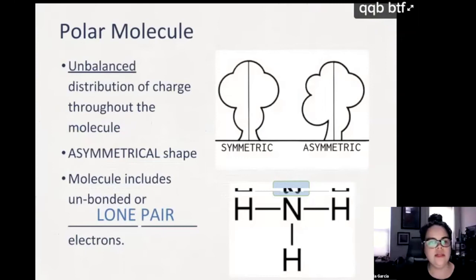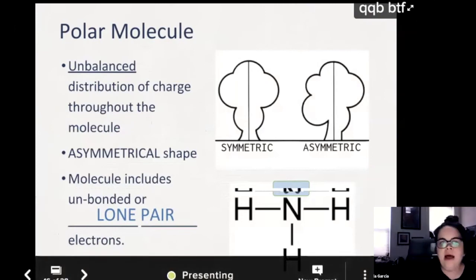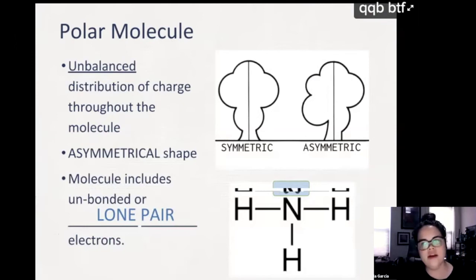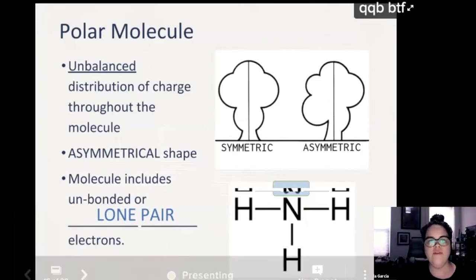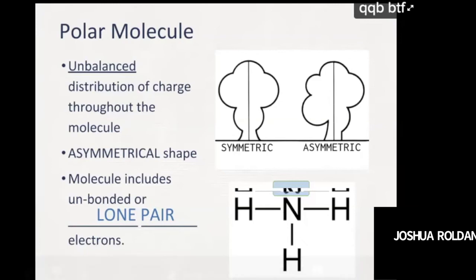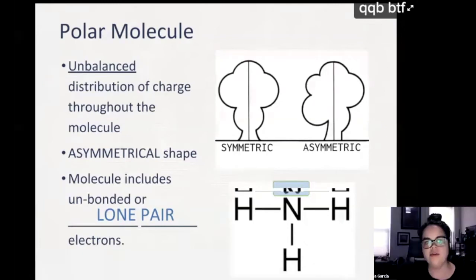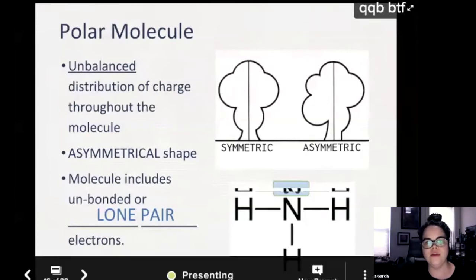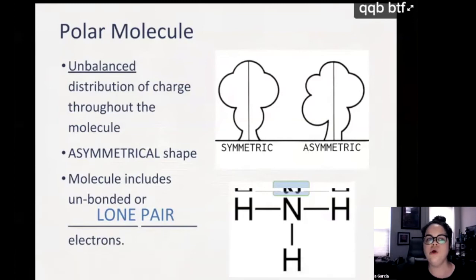Here you can see an example of a polar molecule down at the bottom, where you have an unbalanced distribution of charge throughout the whole thing. You are going to know this very quickly just by looking at the shape. Here I have an asymmetrical shape where if I cut it in half top to bottom, yes, I see the same thing on both sides, but remember we want at least 2 planes of symmetry. So I'm going to cut it in half horizontally, and you'll notice we have a difference on the top versus the bottom. At the bottom I have a hydrogen bonded to nitrogen, but on the top I have 2 lone pair electrons.